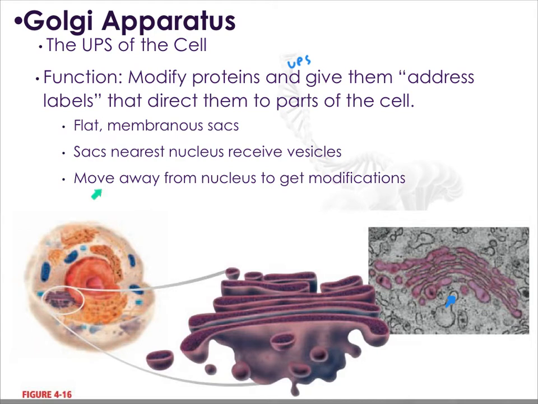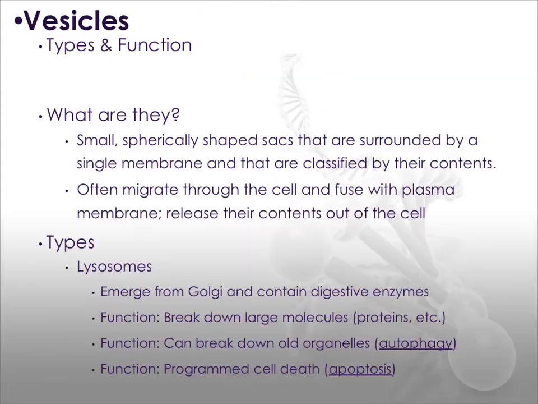And it moves away from the nucleus to get modification. So as it goes through the Golgi apparatus, it gets shipping labels put on it, told where to go, it gets adjusted a little bit, and it's going to ship it to the location.